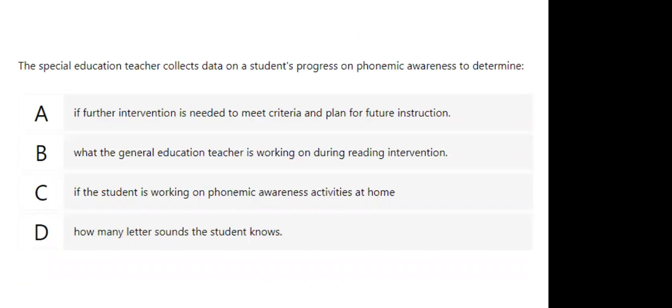The special education teacher collects data on a student's progress on phonemic awareness to determine what? A, if further intervention is needed to meet criteria and plan for future instruction. B, what the general education teacher is working on during reading intervention. C, if the student is working on phonemic awareness activities at home. Or D, how many letter sounds the student knows. Why is the special education teacher collecting data on the student's progress on phonemic awareness? It's to determine which one of these.